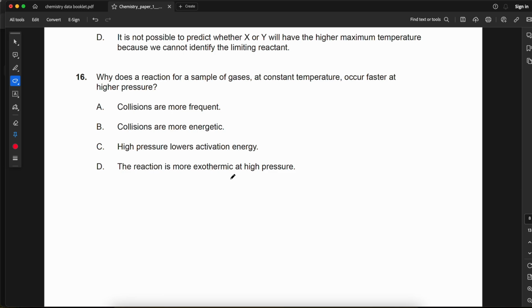Why does a reaction for a sample of gases at constant temperature occur faster at higher pressure? Because at higher pressure, gas molecules are closer together, so collisions will happen more frequently.